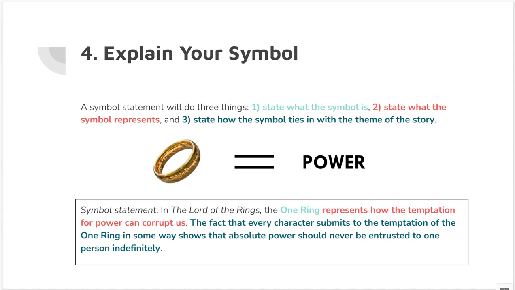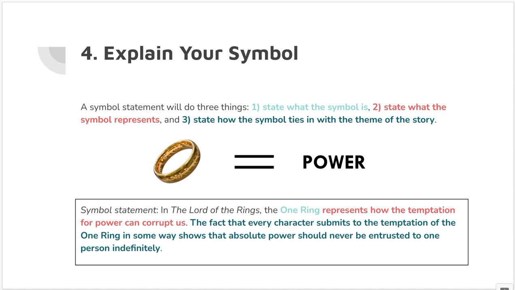Now, once you have your symbol and a theme, you need to explain how the two work together in what I call a symbol statement. And you can use this statement in an essay or maybe in one of your forum posts. But when talking about symbols, you need to make three things clear. First, what the symbol is. Second, what the symbol represents. And third, how the symbol ties in with the theme of the story.